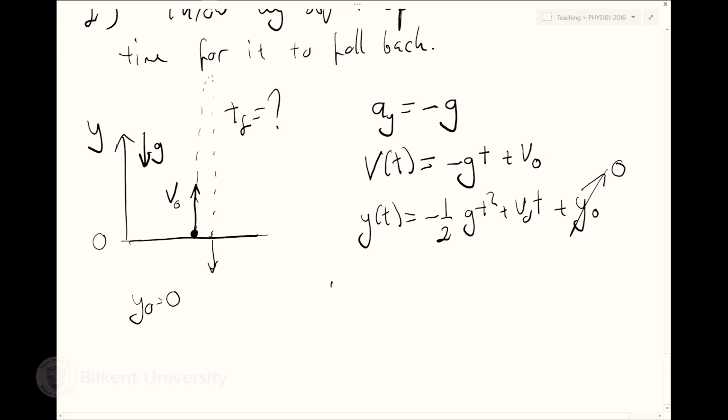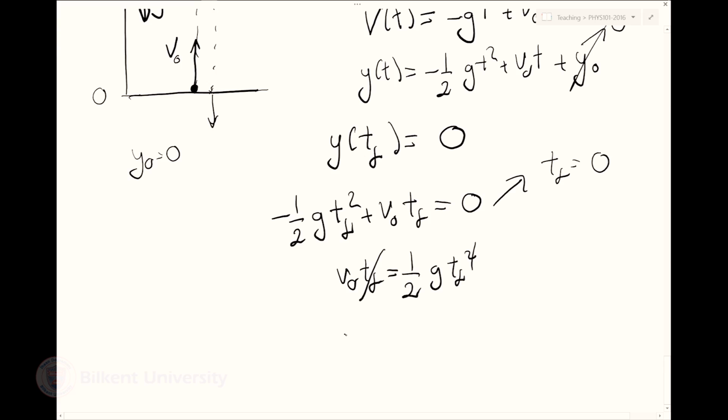So let's find it. Minus 1/2 g tf squared plus v0 tf is equal to 0. This equation has 2 solutions. Either tf is 0, but that means that at this first instant I'm actually throwing it up from the ground level. And the other solution I can just find by canceling 1 power of tf. I will actually find tf is 2 v0 over g. Not surprising.